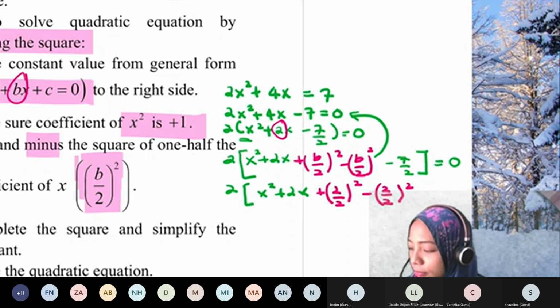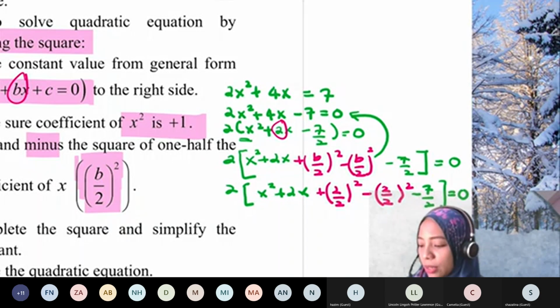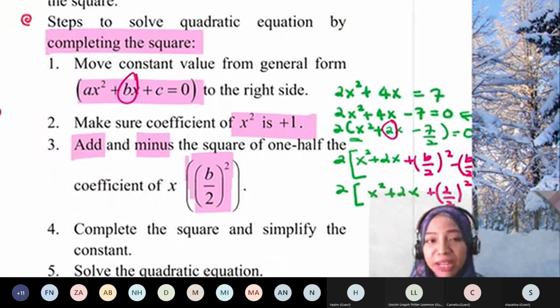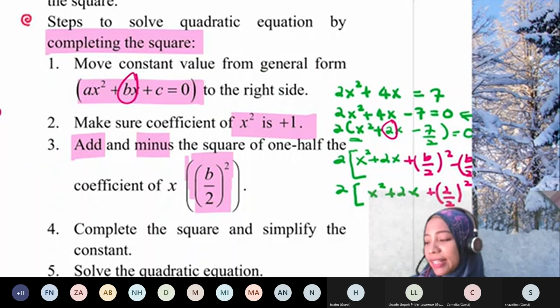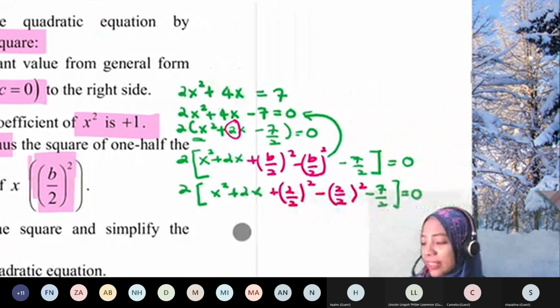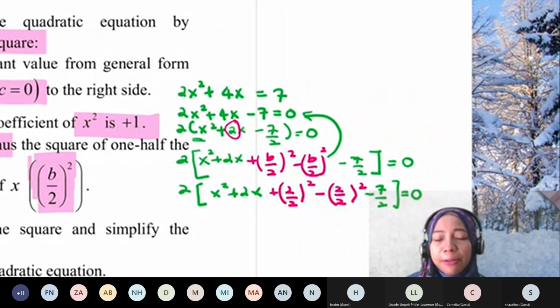Okay. And then minus 7 over 2 equals to 0. Okay. That is what basically apa yang dia cakap, add and minus. Dia tak kata add sahaja, dia kata tambah dan tolakkan. Meaning you are doing nothing. You just modify the function without changing the equation. Ataupun jangan sebut function lah. I sebut equation sebab dia equals to 0 kan.